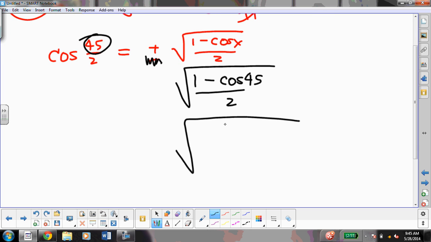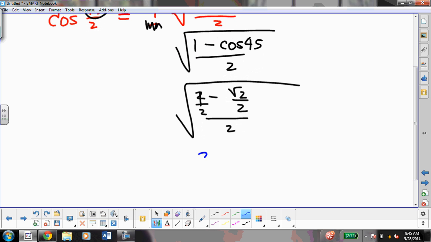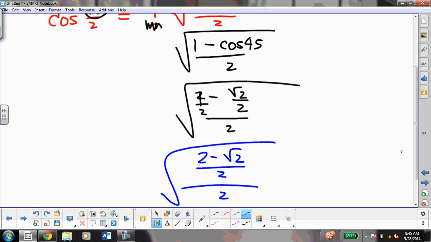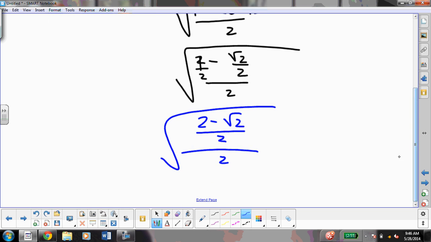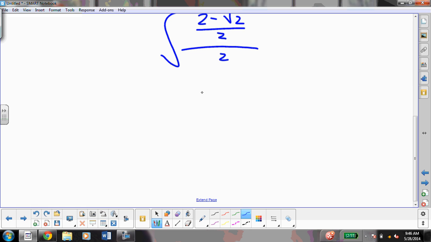We know the cosine of 45 is root 2 over 2. We need to get a common denominator on the top, so it would be 2 over 2. So I have 2 minus root 2 over 2, all over 2. And I have a big radical there. I need to multiply by the reciprocal. So I have 2 minus root 2 over 2 times 1 over 2.